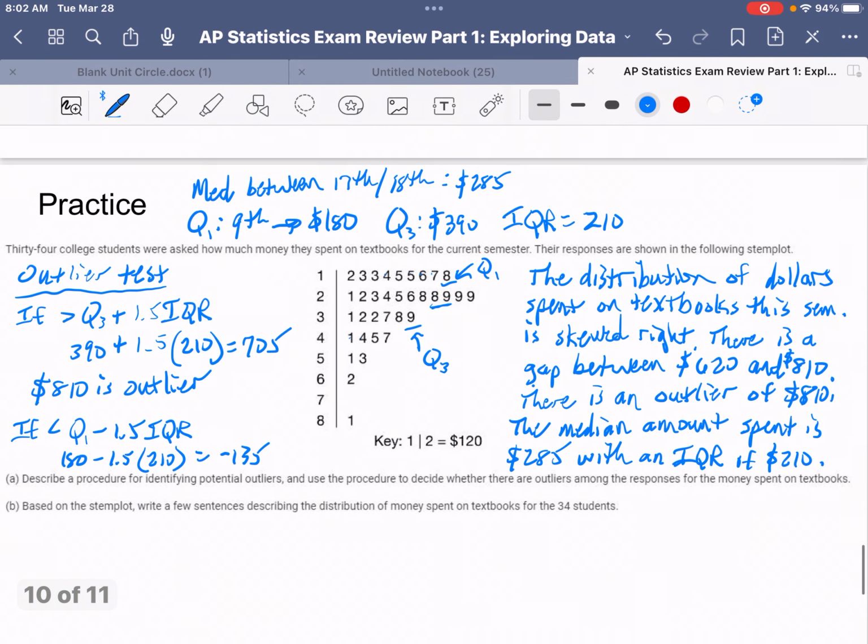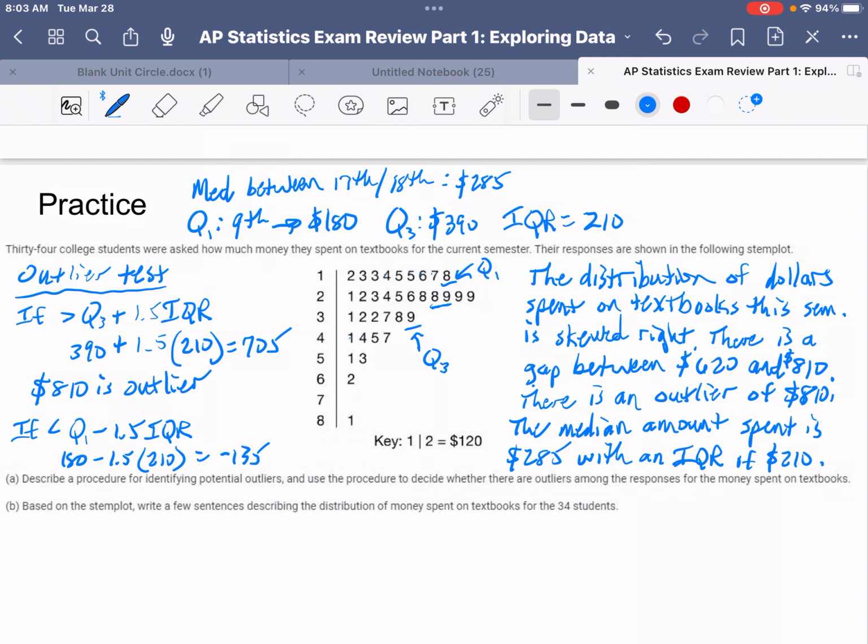All right, this is a continuation of the first video where we will do two practice problems. 34 college students were asked how much money they spent on textbooks for the current semester. Their responses are shown in the following stem plot. The first thing that I noticed about this stem plot is that it's skewed to the right. And since it's skewed to the right, I knew that I needed to calculate the median and the interquartile range, because those are the best measures of center and spread when a distribution is skewed.